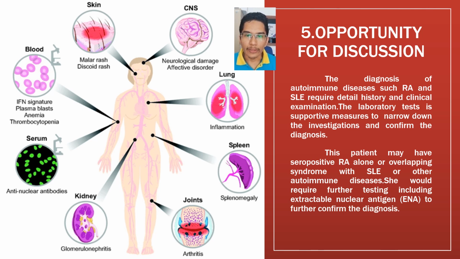For the opportunity for discussion, the diagnosis of autoimmune diseases such as rheumatoid arthritis and SLE requires detailed history and clinical examination. The laboratory test is a supportive measure to narrow down the investigations and confirm the diagnosis. This patient may have seropositive RA alone or overlapping syndrome with SLE or other autoimmune disease. She would require further testing, including extractable nuclear antigen (ENA) to further confirm the diagnosis.